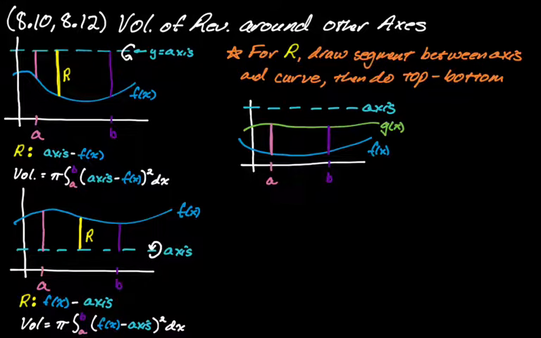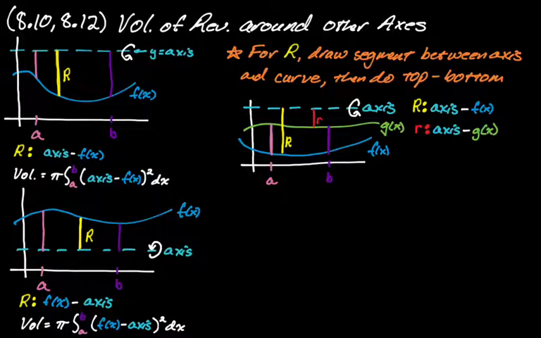You're still just doing big volume minus little volume. So we're going around this. We have a big radius. We have a little radius. There you go. So our big radius is the axis minus f of x. Our little radius is the axis minus g of x.